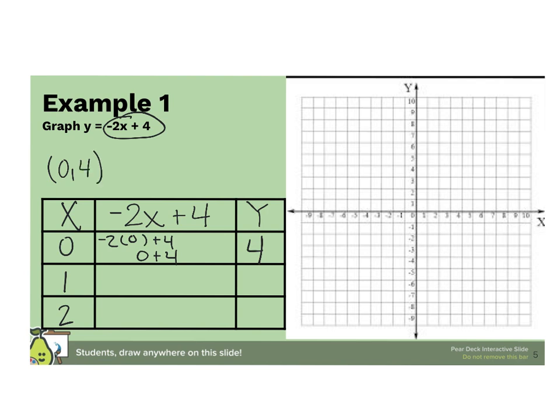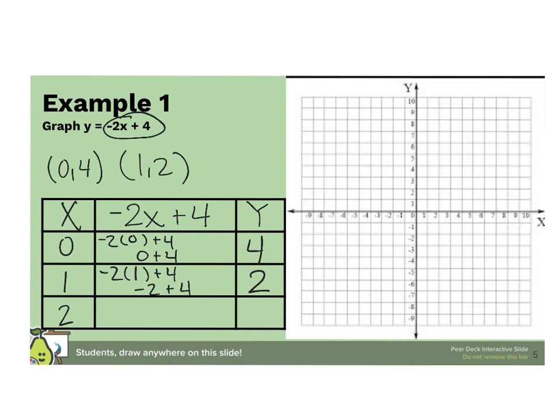Okay? Now we're going to plug in a 1. So negative 2, parentheses. Instead of X, this time we're plugging in a positive 1. Negative 2 times positive 1 is negative 2. And then plus 4. Negative 2 plus 4 is 2. So when X is 1, what is Y? It's 2. That's our second ordered pair for the graph.